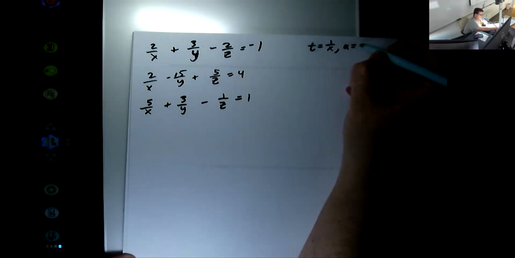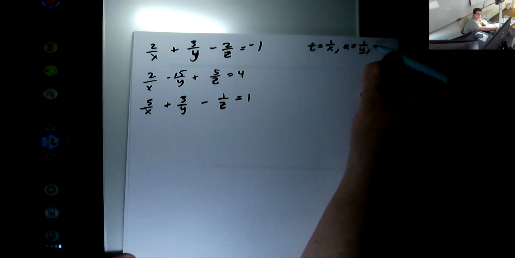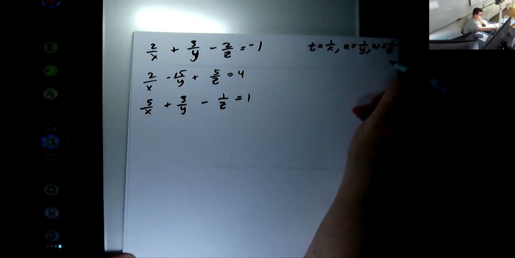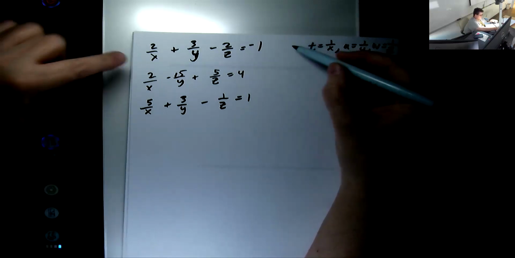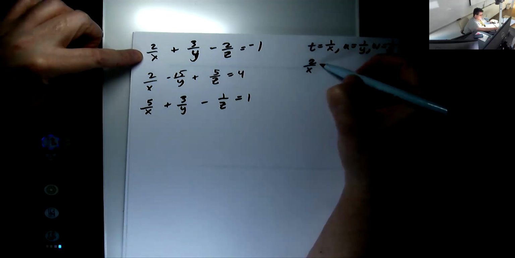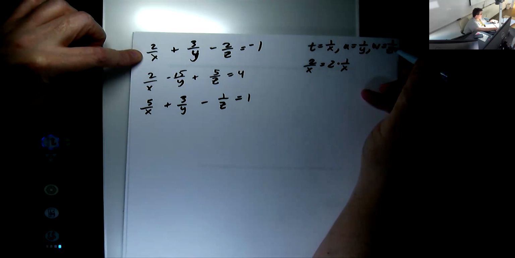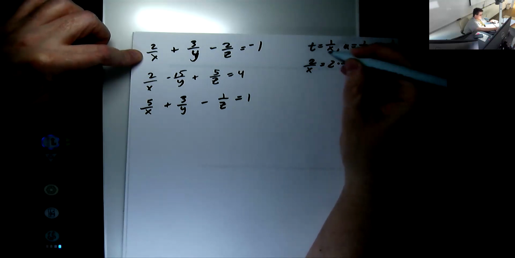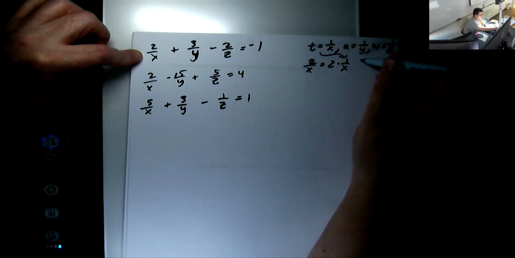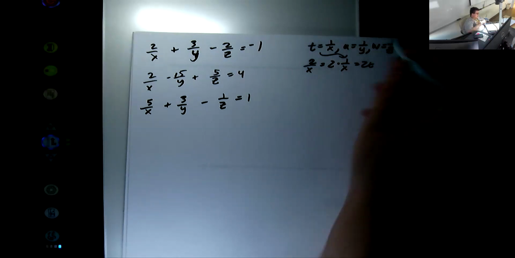u equals 1 over y, and w equals 1 over z. Well, 2 over x is 2 times 1 over x, right? And we're just going to take t in and put that there. So that'll be a 2t.